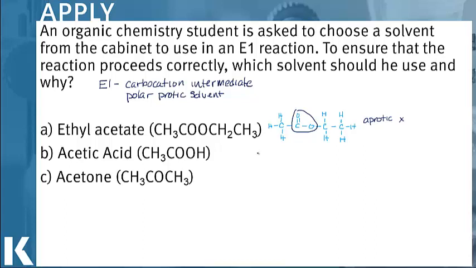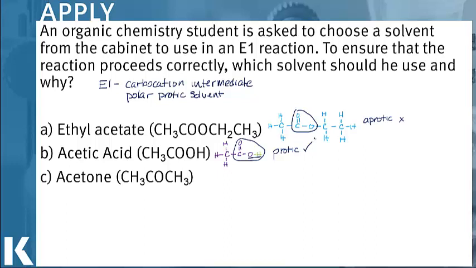Our second solvent is acetic acid. When I look at acetic acid, I do see, again, the polarity here. I also see that there is a hydrogen attached to an oxygen. Therefore, this is a polar and it is a protic solvent. Because this is a protic solvent, it can hydrogen bond with and stabilize that carbocation intermediate. Acetic acid is a wonderful solvent for an E1 reaction.